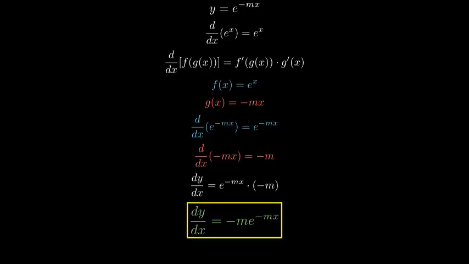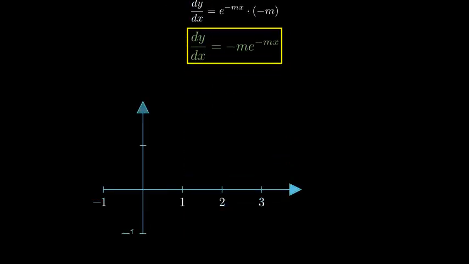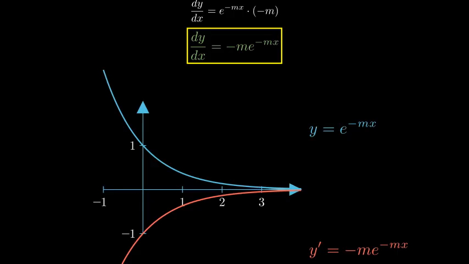Let's visualize what this means graphically. Here's our original function, e to the negative mx for a positive value of m. And here's its derivative, negative m times e to the negative mx. Notice how the derivative is negative, showing the decreasing nature of our original function.